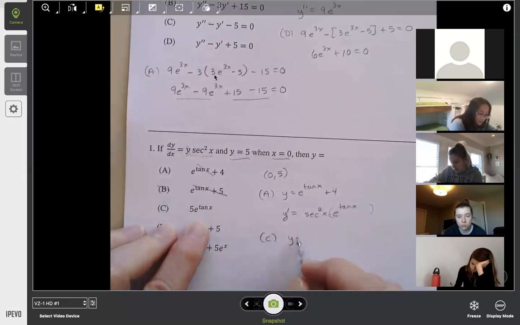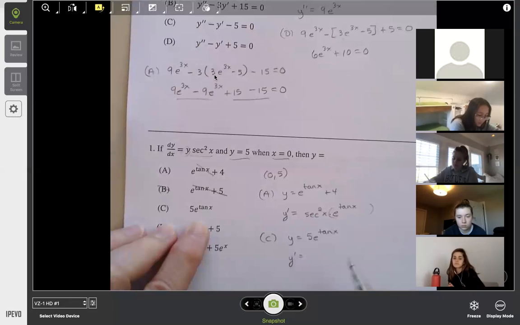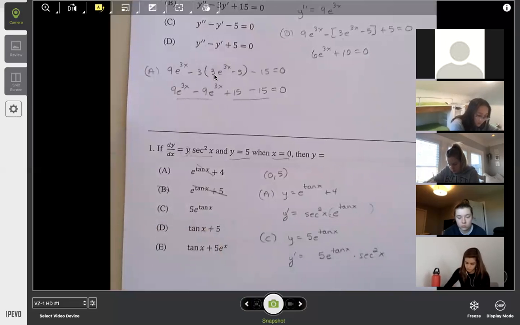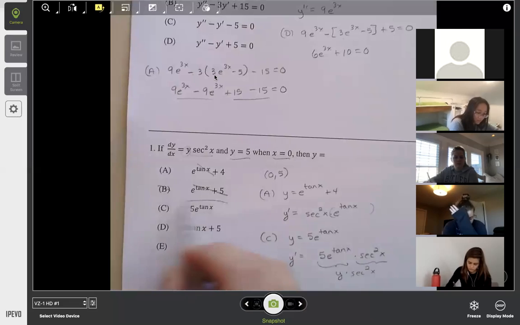All right, so let's say, what if this is 5e to the tangent x, then y prime, you do 5e to the tangent x times the derivative of the tangent, which is secant squared x. So there's my y times secant squared. Okay, so thinking about this as the function itself times secant squared, here I know when I take the derivative, I'd be keeping that 5. So it's C.